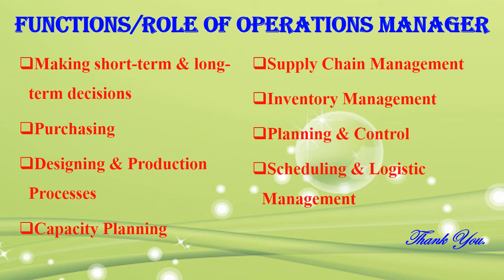So the manager makes short-term and long-term decisions related to plant locations or project locations. Then comes the purchase of production equipment and raw materials, followed by capacity planning, then supply chain management, which includes the distribution or the getting of raw materials.